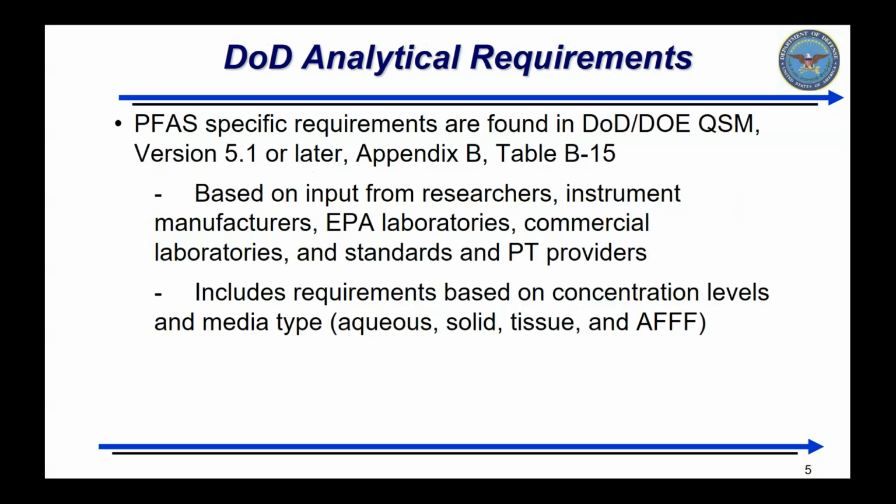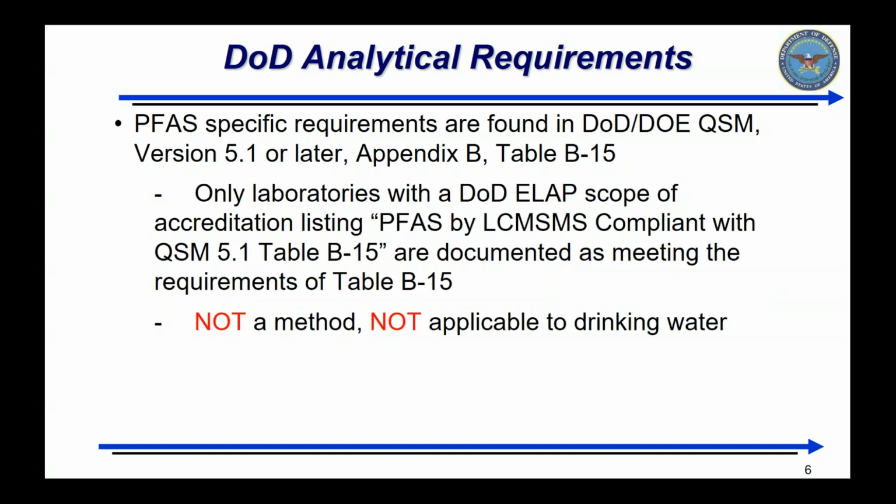The PFAS specific requirements for analysis of other media, as indicated by the method designation, are contained in Appendix B, specifically Table B15 of the QSM. These requirements were based on input from researchers, instrument manufacturers, EPA method laboratories, commercial laboratories, and standards and PT providers. The table includes sample preparation and analytical requirements based on concentration levels and media type. How can you tell if a laboratory meets the requirements? Only laboratories with a DoD ELAP scope of accreditation listing PFAS by LCMS-MS compliant with QSM 5.1 Table B15 are documented as meeting these requirements.